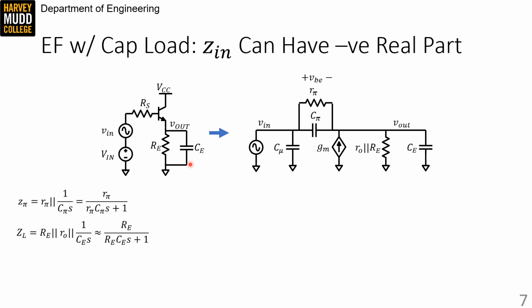We're using the same definition of ZPi from last slide, and we've also introduced a new compound impedance to represent the load cap in parallel with RE and RO, so we're just kind of lumping these elements together into a single impedance, and approximating RO as big.